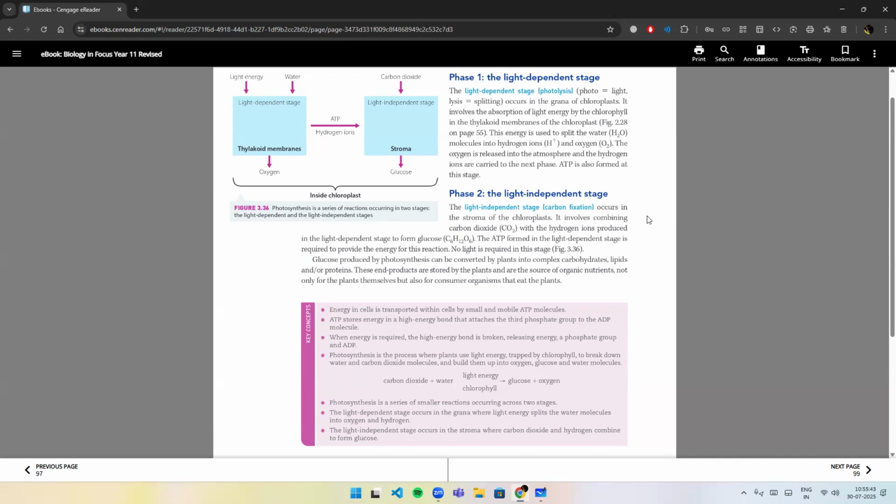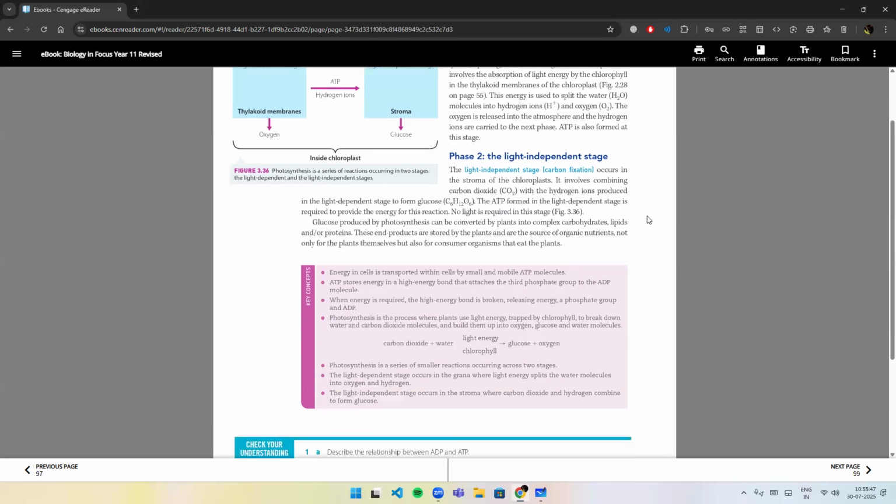Phase 2. The light-independent stage. The light-independent stage, which is carbon fixation, occurs in the stroma of the chloroplast. It involves combining carbon dioxide with the hydrogen ions produced in the light-dependent stage to form glucose. The ATP formed in the light-dependent stage is required to provide the energy for this reaction. No light is required in this stage.